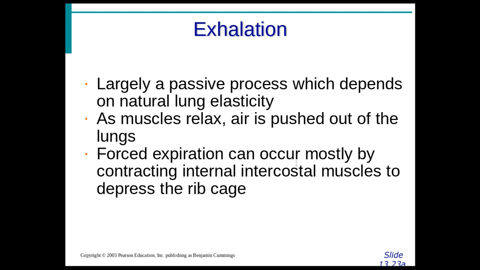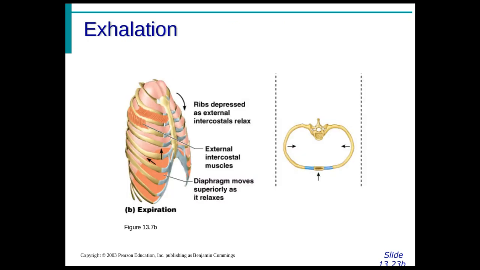Forced expiration can occur mostly by contracting internal intercostal muscles to depress the rib cage. What that means is if you go to the doctor and they tell you to take a deep breath in and then blow all of your air out, your body doesn't necessarily want to blow all of the air out, so you have to force it. You got to contract these intercostal muscles to continue to blow and blow and blow. I had to do that with the asthma test that I had a couple months ago. I had to see whether I actually had asthma or not, and it was forced air coming out.